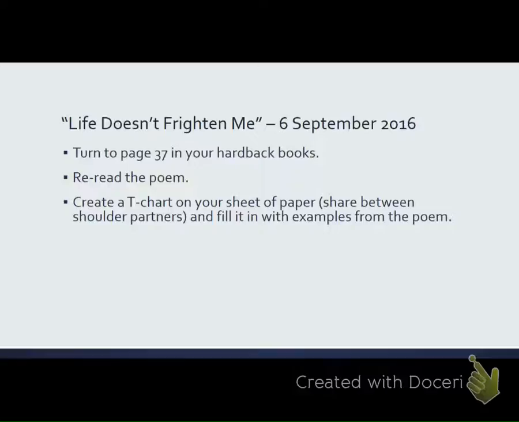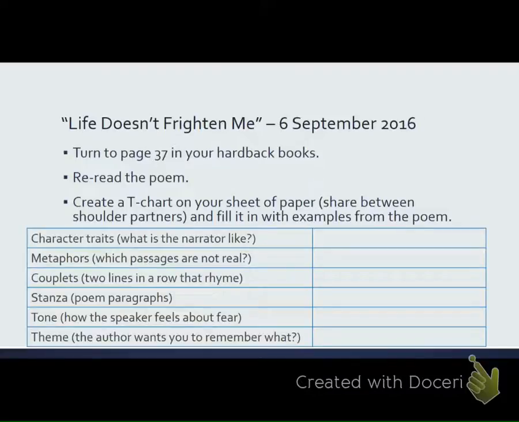So at this time, you're going to create a T-chart on the sheet of paper. You can handwrite it, or you can type it. Up to you. You're going to fill it with the following examples from the poem, though. There's 6 different categories. Okay? Each category has the name, and then in parentheses it says, "A hint from me." So I'll go through each one real quick.